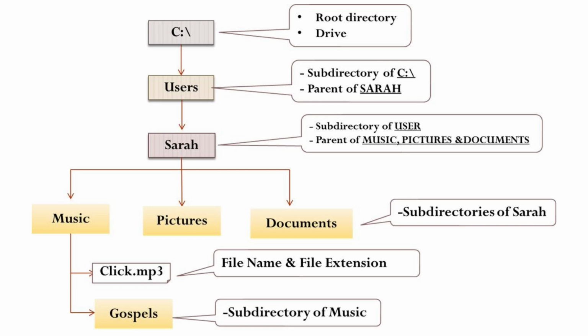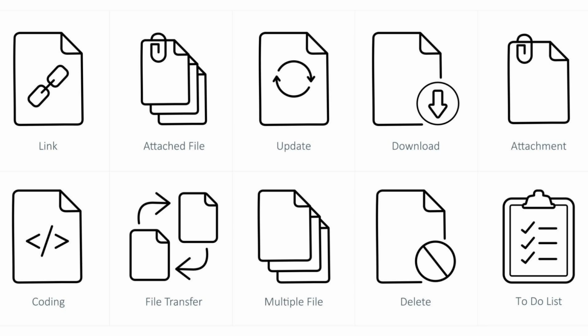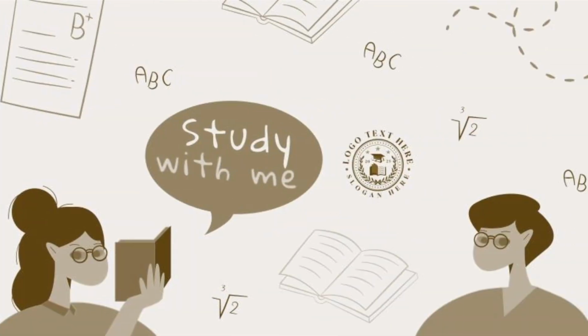The file system also helps in creating, deleting, copying, and moving files and folders. Without a file system, managing data would be very difficult and confusing. To summarize, a file stores data, a folder organizes files, and a path helps us locate them.